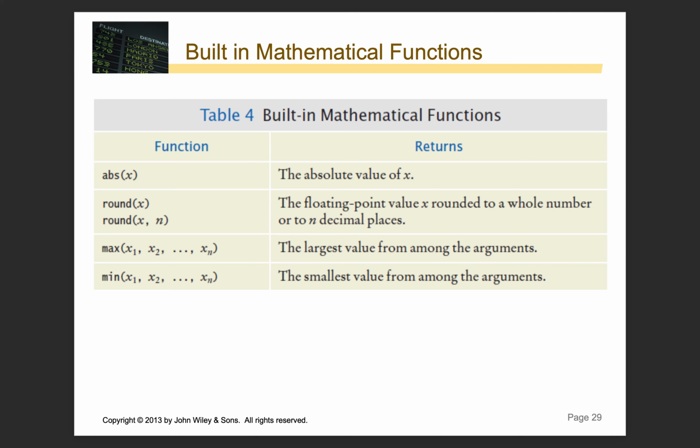There are some built-in mathematical functions that we can use, things like abs of x, which returns the absolute value of x. Round x will round the floating point number x to the nearest whole number, or round x comma n will round it to n decimal places. Max of x1, x2, ... xn is going to return the largest value, the maximum of the arguments supplied to it, and min of x1, x2, ... xn is going to return the smallest value, the minimum of the arguments being provided.